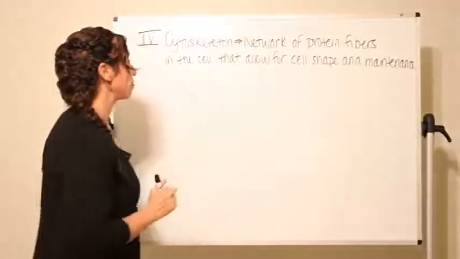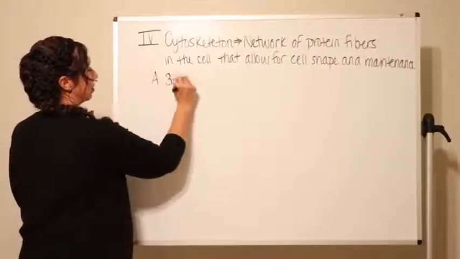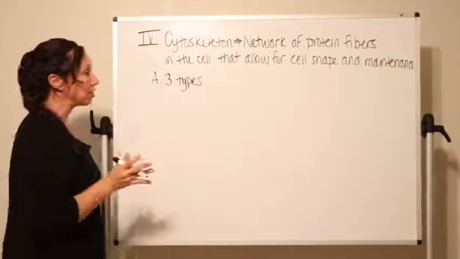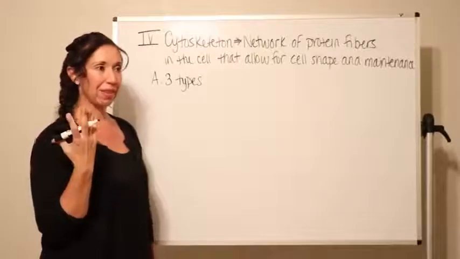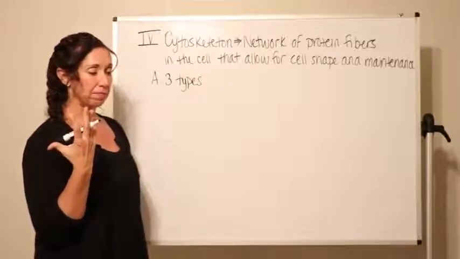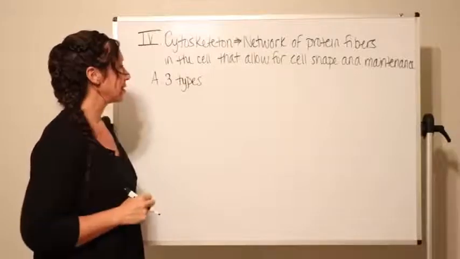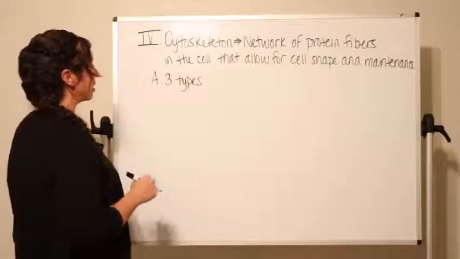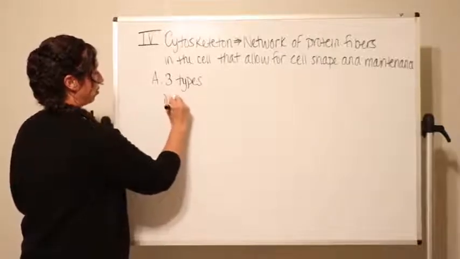So there's three types of cytoskeleton fibers I want you to know about. They all look different. They have different thicknesses, if you will. When I say fibers, I want you to think of threads or strings, but they're very tough. They have some weight to them, if you will. The first type we're going to talk about is called the microtubules.